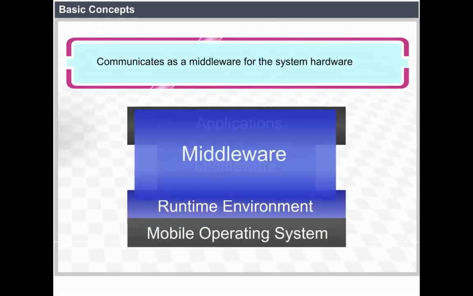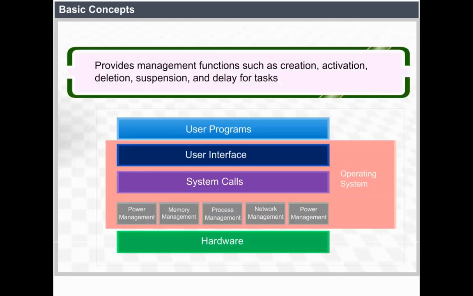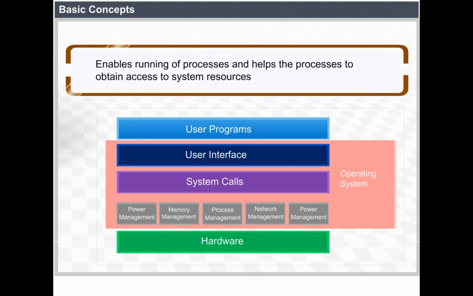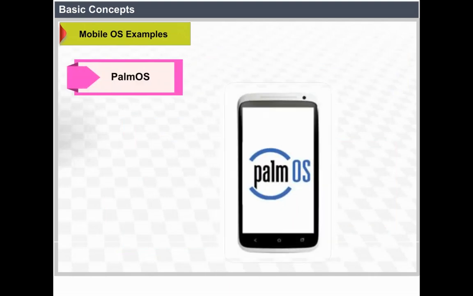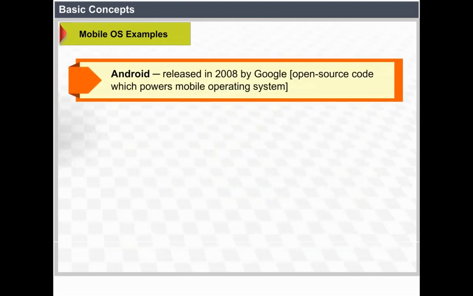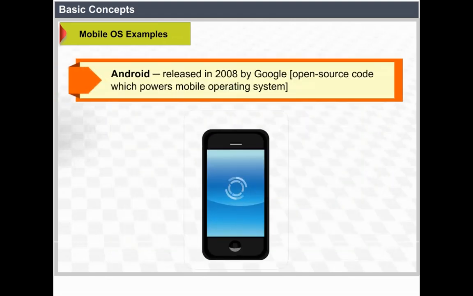Provides middleware for the system hardware. Provides management functions such as creation, activation, deletion, suspension, and delay for tasks. Provides memory management. Enables running of processes and helps the processes in obtaining access to system resources. Mobile OS examples: Palm OS, Symbian, Windows CE, Android, released in 2008 by Google, open source code which powers mobile operating system.